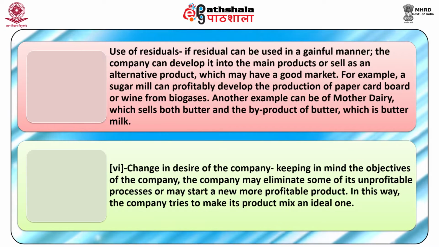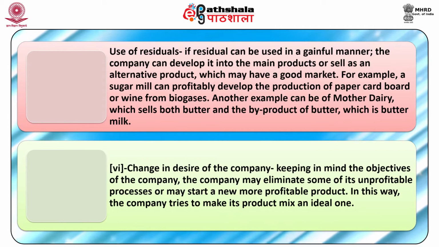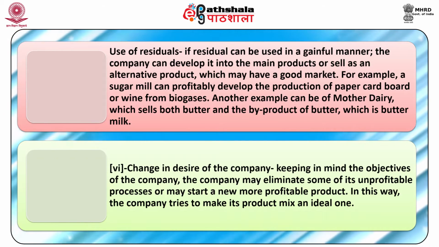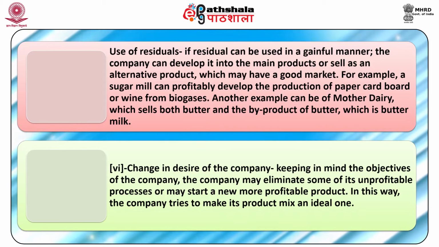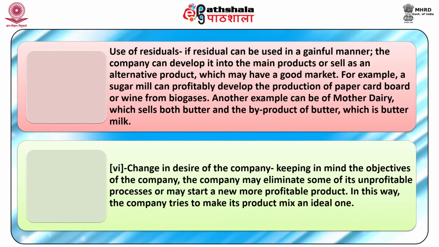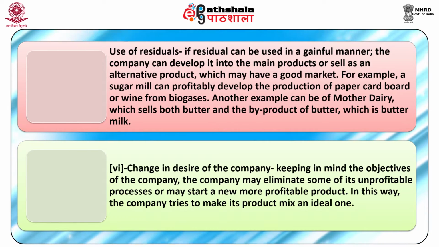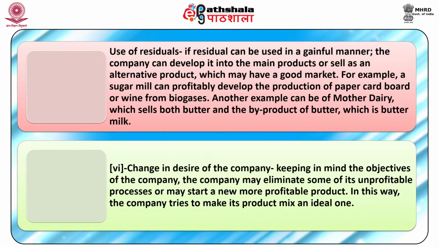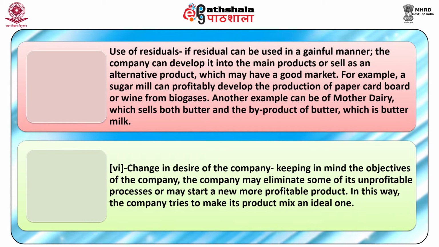5. Use of residuals. If a residual can be used in a gainful manner, the company can develop it into a main product or sell it as an alternative product which may have a good market. For example, a sugar mill can profitably develop production of paper cardboard or wine from bagasse. Another example can be of Mother Dairy, which sells both butter and the byproduct of butter, which is buttermilk.